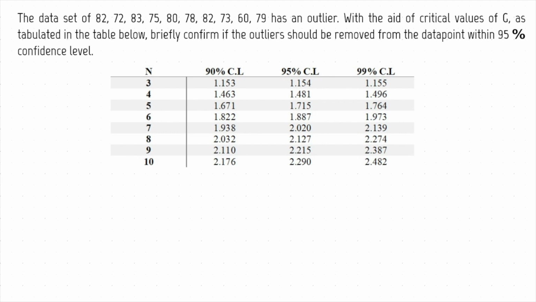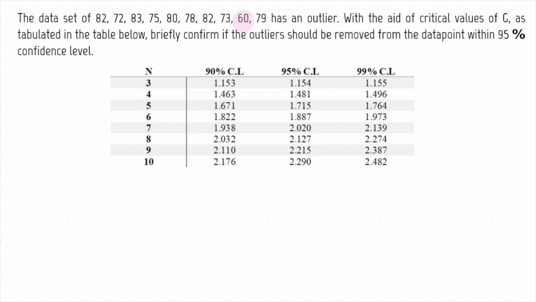Alright, so in order to answer this question, we are going to look at the values given to you in the question, and from these values, you need to find which one is the outlier. If you can see here, we have numbers like 82, 73, so it's around 70 and 80. Therefore, we can say that 60 here is our potential outlier.